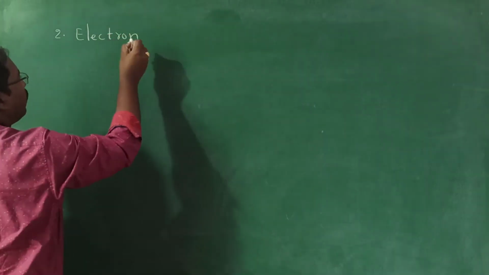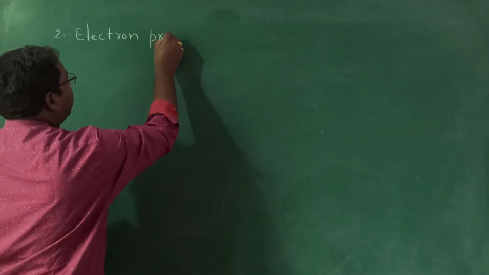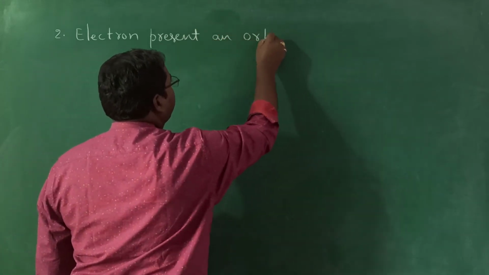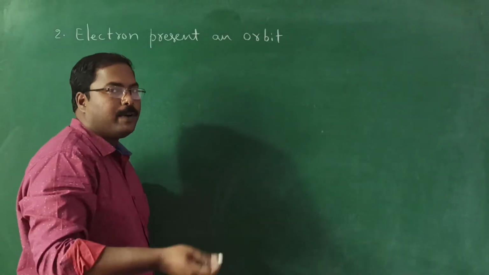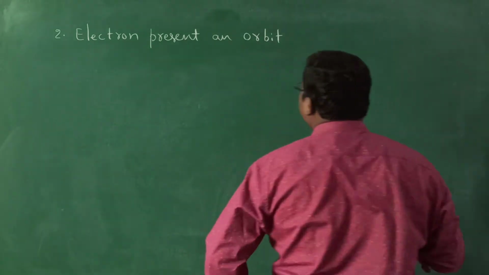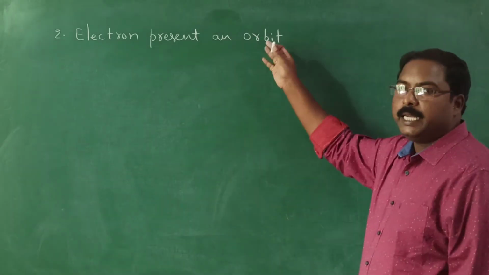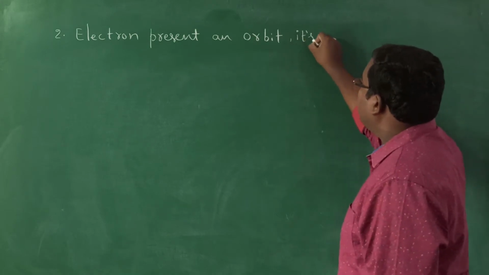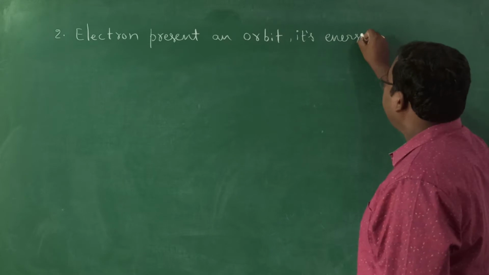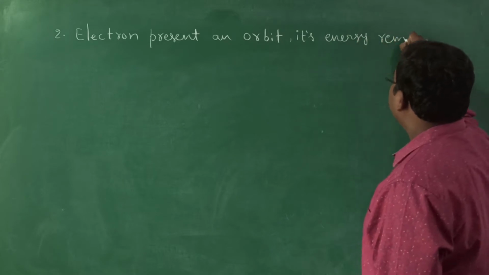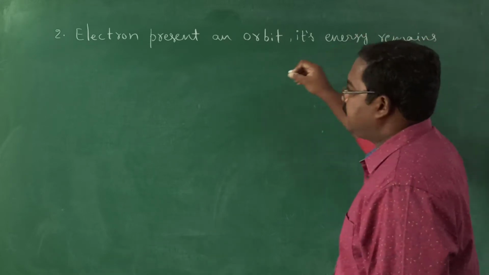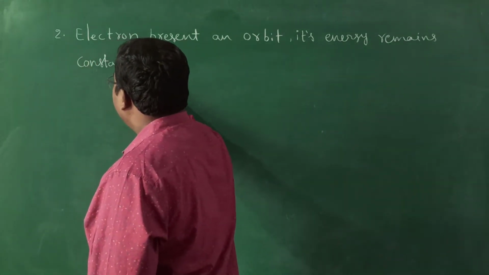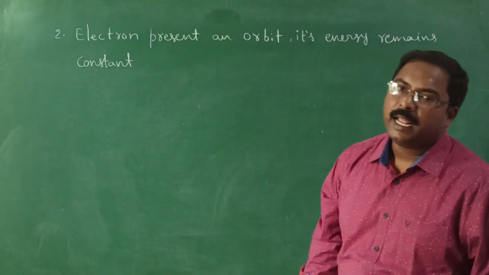Electron present in an orbit, any orbit, whether it may be the first orbit or second orbit, when it is present in a particular orbit, its energy remains constant. So the energy of the electron remains constant when it is present in a particular orbit.